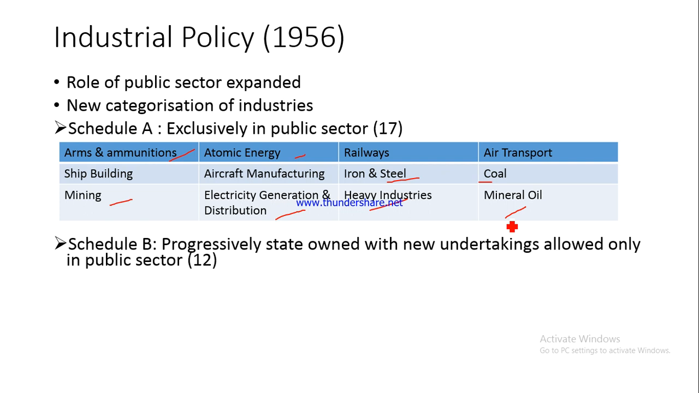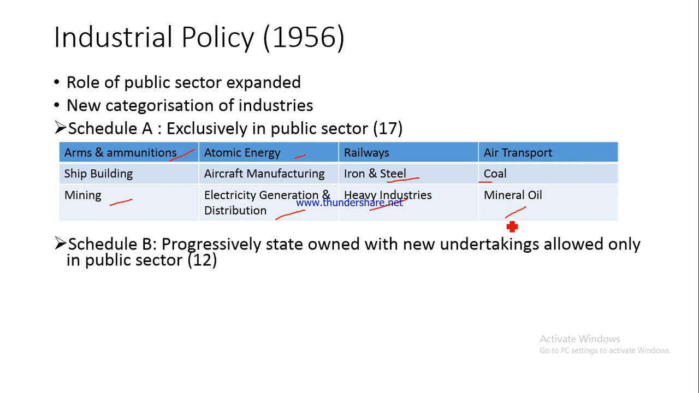And then there was Schedule B. These were those industries in which there was a presence till 1956, and because of the provisions in 1948, there was a presence of both private as well as public sector enterprises. Both public as well as private sector enterprises were offering these services or producing these goods. But then it was decided that, very gradually, these industries would be progressively state-owned, which means slowly the major role in these industries would be played by the public sector.